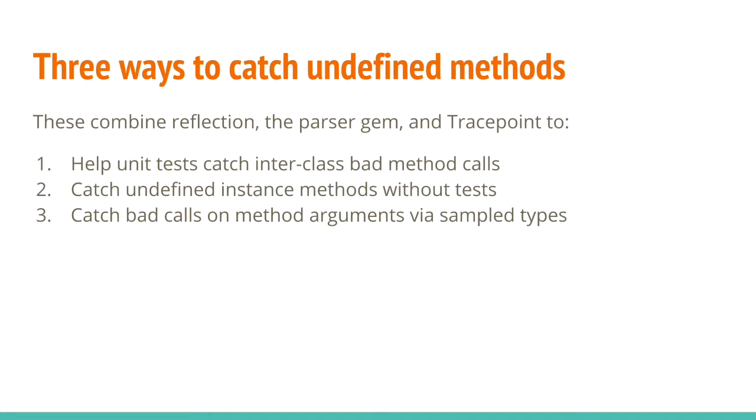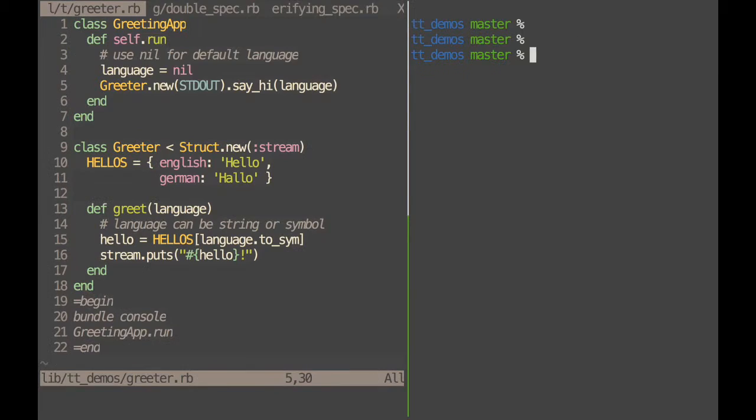One is help our unit tests catch more bad method calls in between classes, try to catch undefined instance methods without tests, and then the third one is to catch bad calls on method arguments via sample types. And I'll talk a little bit more about that as we get to it. So I want to demo, though, this first one about enhancing unit tests. So let me move to this next point here.